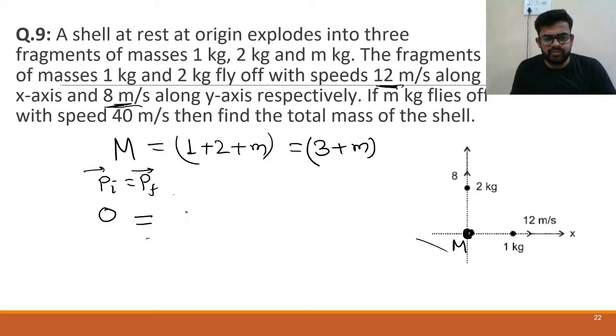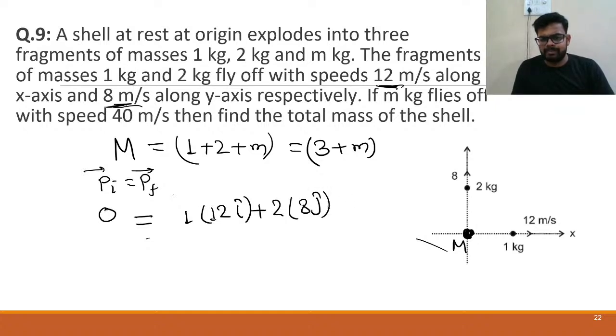Okay. So 1 kg is moving with 12 meter per second in x direction, so 12 i cap, plus 2 kg is moving in y direction with 8 meter per second, so 8 j cap, plus m. I don't know what its velocity is, so I will write m into v vector. I know its magnitude, but I don't know the direction, so I will just write v vector.